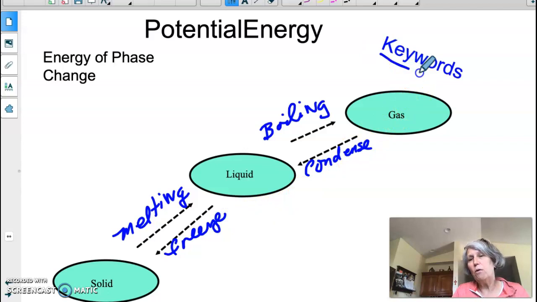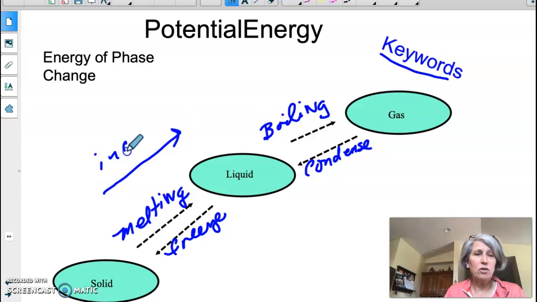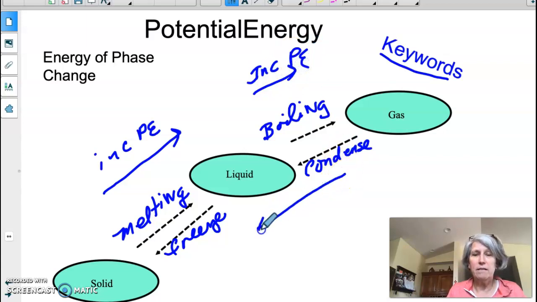So these are all key words for potential energy. When you hear them, they sound like you're going through a phase change. Going this way, between a solid and a liquid, you are increasing potential energy. What you're really doing is spreading apart the intermolecular forces between the solid and the liquid. So going this way, it's all about increasing potential energy, and going this way, it's decreasing potential energy.